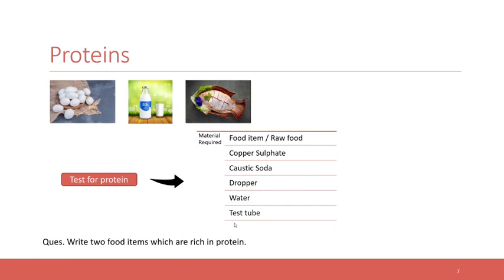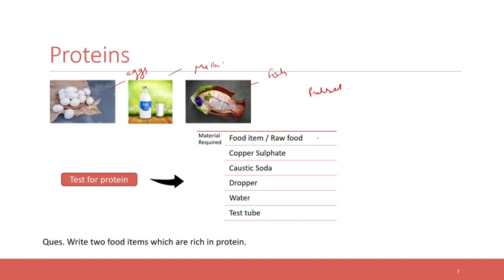now we'll test for proteins. I already told you that protein is present in eggs, milk, fish, and even pulses, right? So, what we are going to do for the test of protein is we are going to take the following food items which are mentioned on your screen.